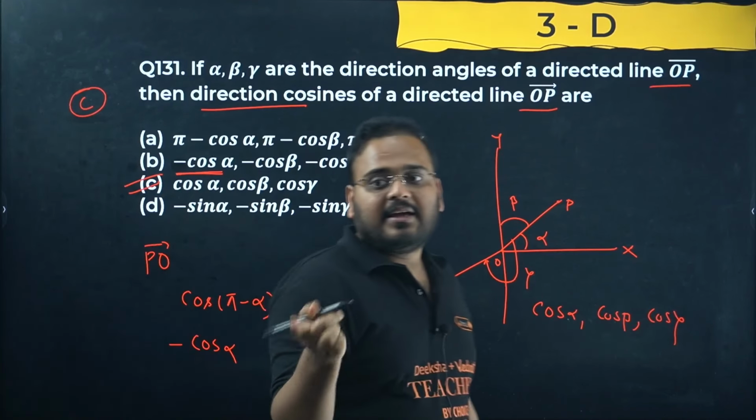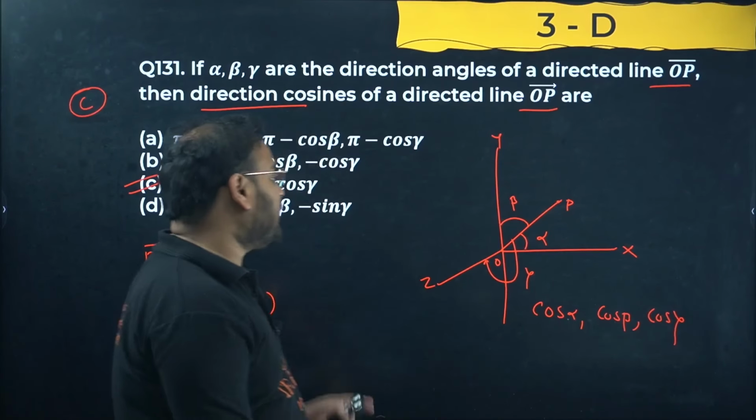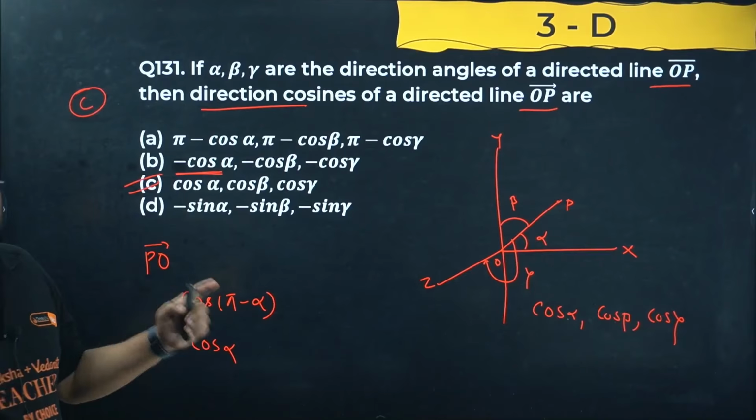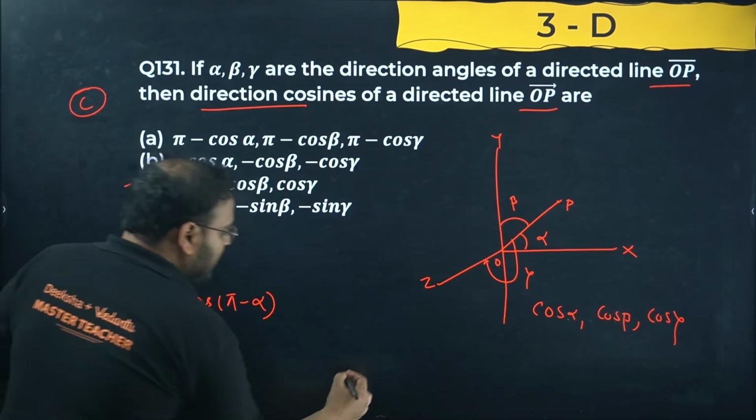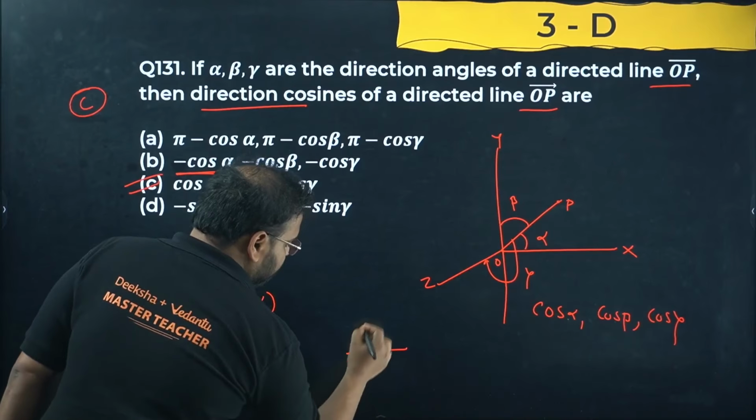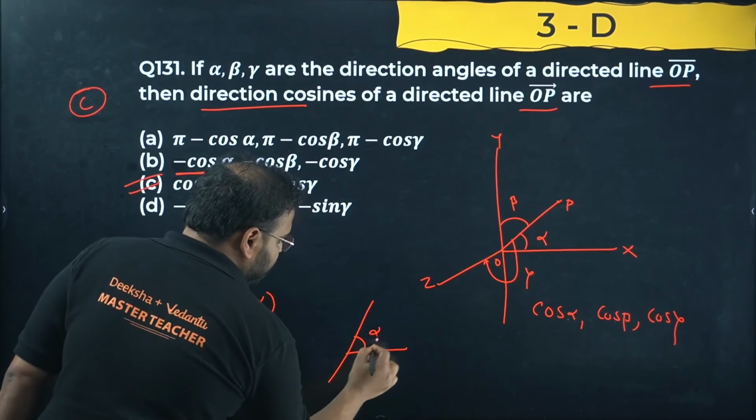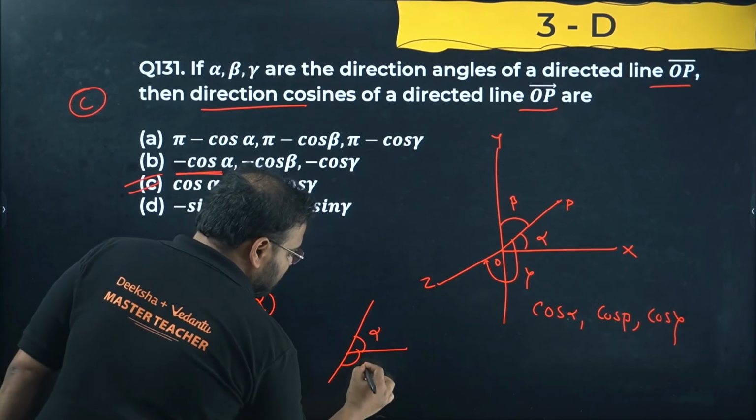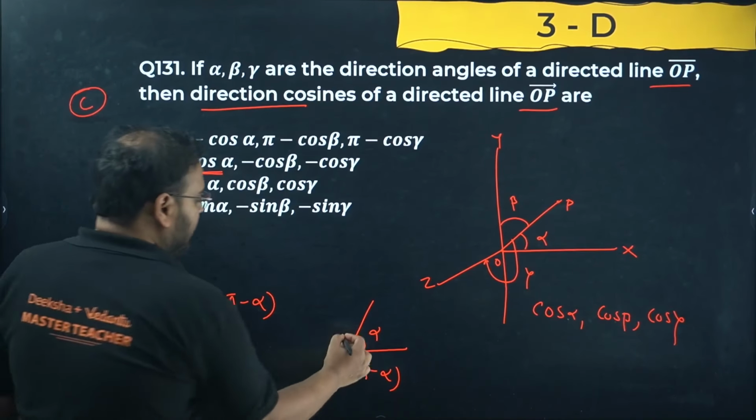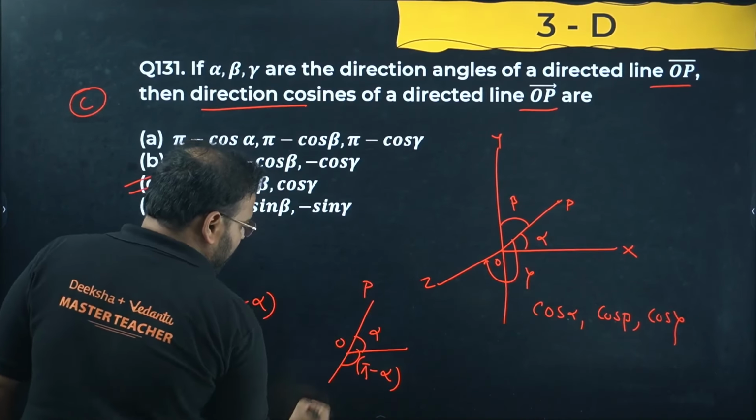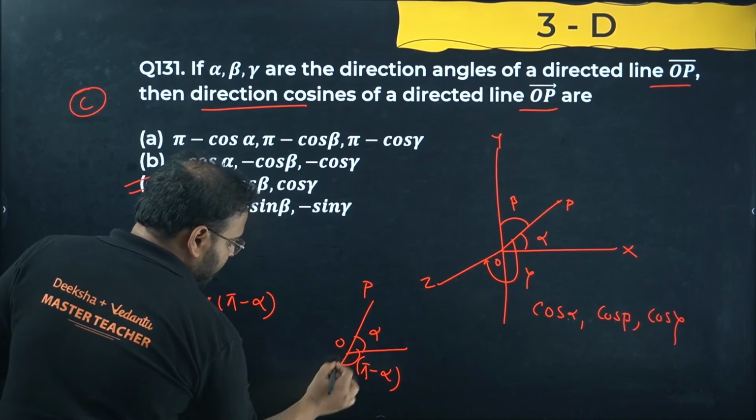Clear, guys? If they were talking to us about the PO line, not OP. If it was the opposite direction, then the angle will be what? Because if the angle for this line is alpha, then this angle will be what? Pi minus alpha, right? Correct or not? If this is my OP, my PO is where? You have to go like this, no?